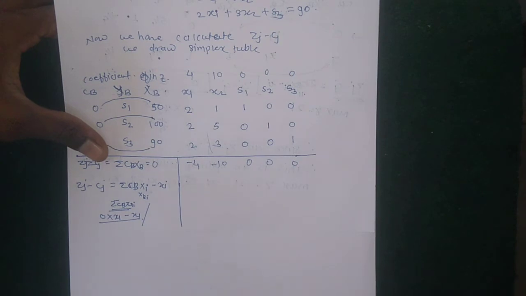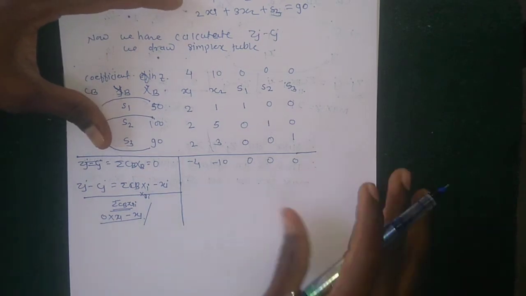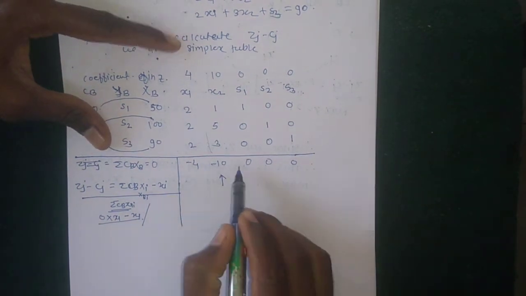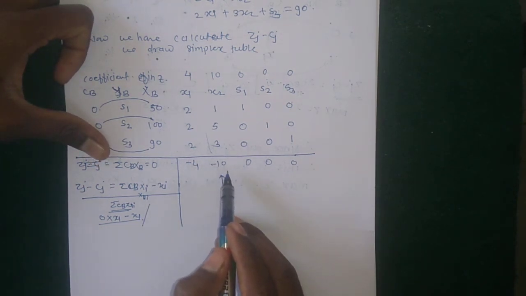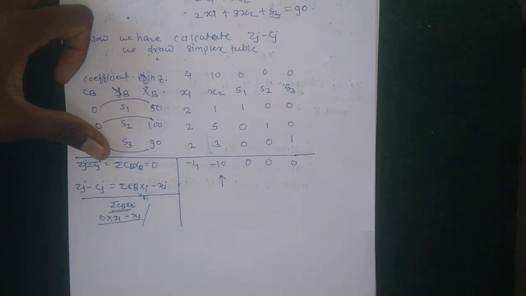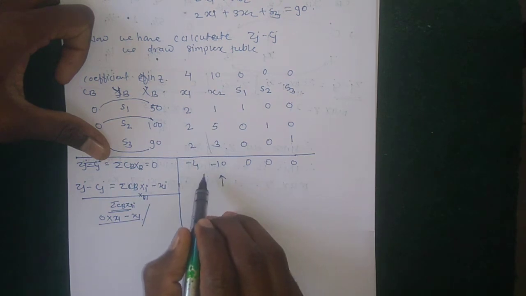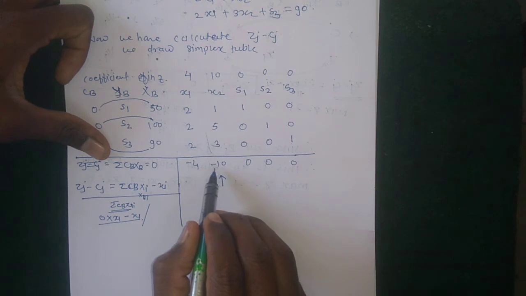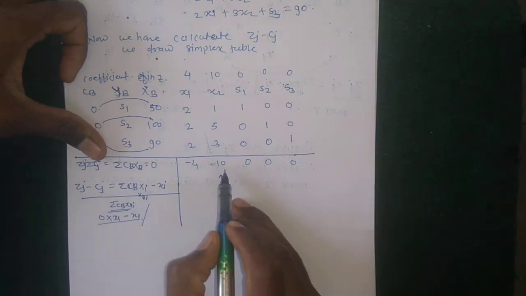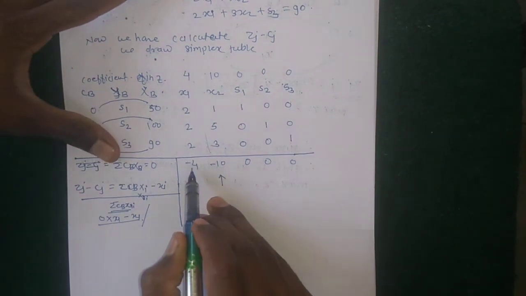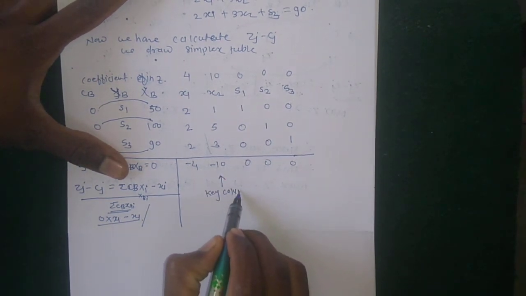Okay, so now we choose the most negative number. Two elements of zj minus cj are less than 0, and the most negative number is minus 10. Minus 4 is greater than minus 10, so the most negative is minus 10. So the key column is x2.